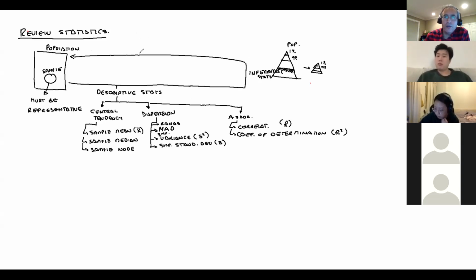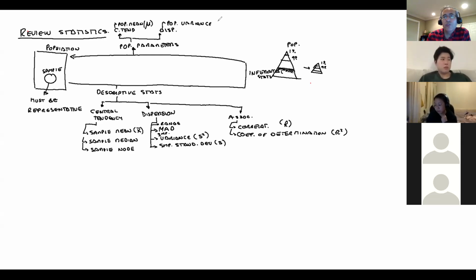Okay, so in here we also have descriptive statistics, but here we have population parameters. And the population parameters, guys, are exactly the same as below. So we have central tendency and we have dispersion. In central tendency, for example, we call the population mean mu, the Greek mu. Here, for example, we have the population variance, and we are going to use sigma squared. Then we have the population mode, the population median, et cetera.